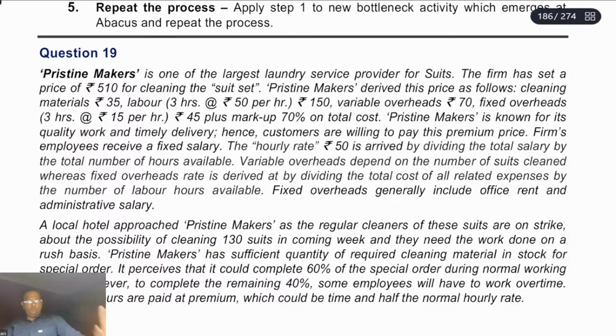For the first para, what does it say? The name of the firm is Pristine Maker. They are in the laundry business. The firm has a selling price of cleaning services of rupees 510. How has this 510 been derived?